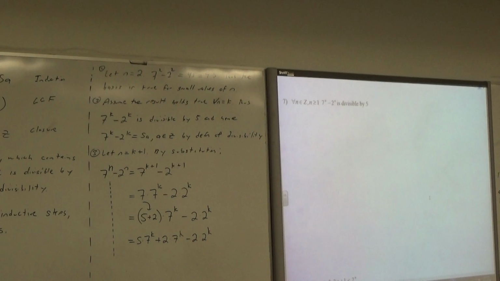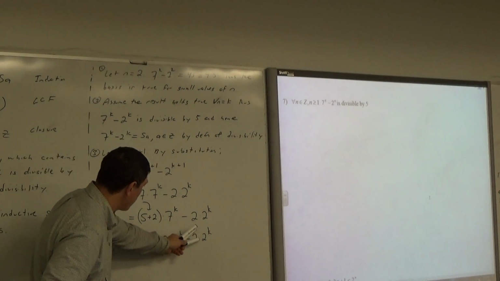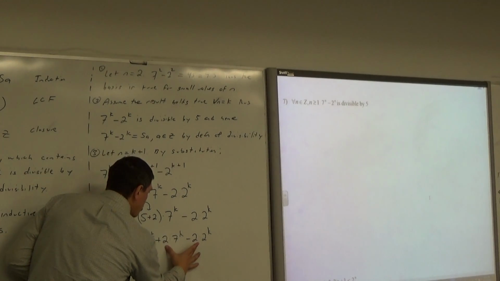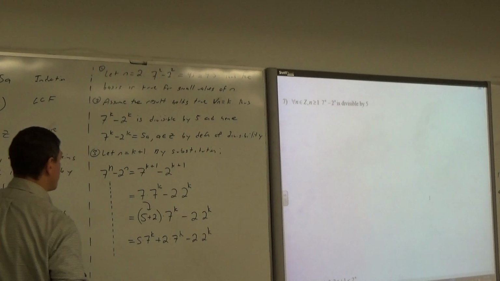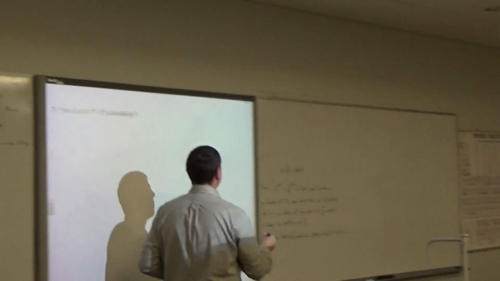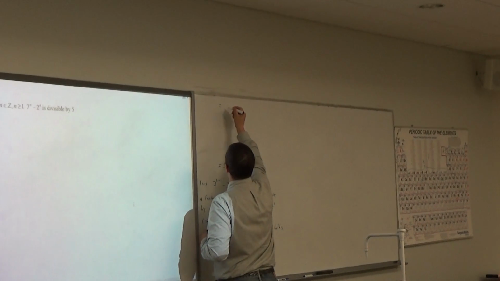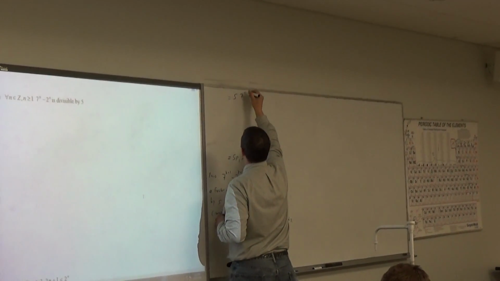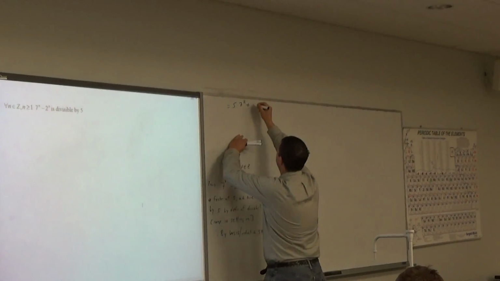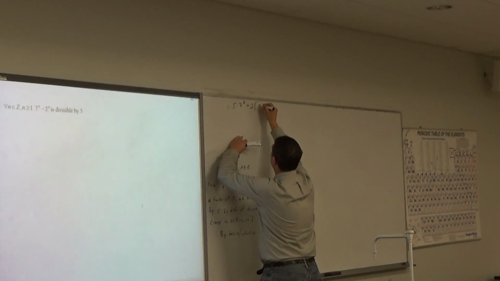Okay, that's just distributing. And guys, see how there's a common factor of 2 right here? Couldn't we factor out the 2 just from these two terms? Okay, let me do that over there, just to illustrate. So this would be equal to 5 times 7 to the k plus, factoring out a GCF of 2, that would give us 7 to the k minus 2 to the k.